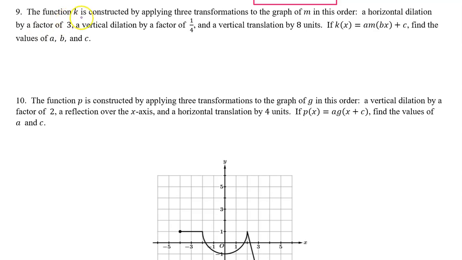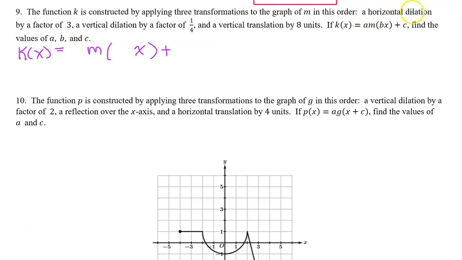Number 9. The function k is constructed by applying 3 transformations to the graph of m in this order: a horizontal dilation by a factor of 3, a vertical dilation by a factor of 1/4, and a vertical translation by 8 units. If k of x is equal to a times m at bx plus c, find the values of a, b, and c.